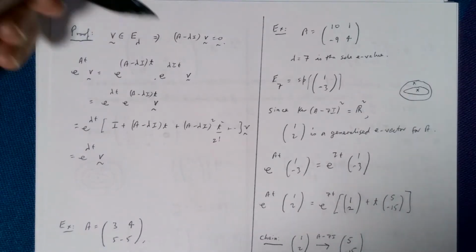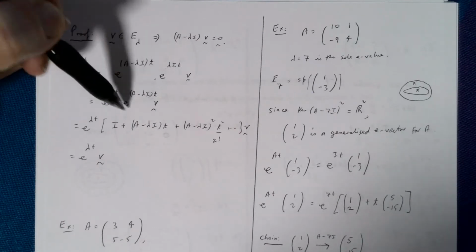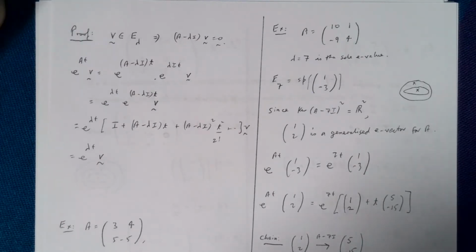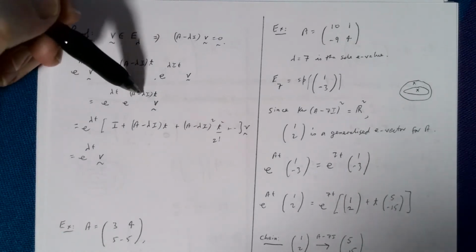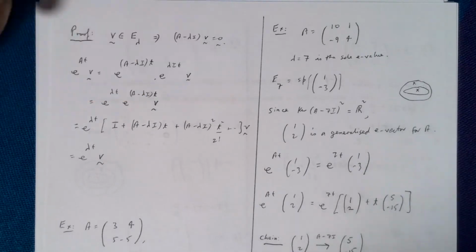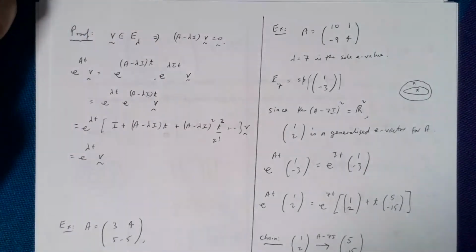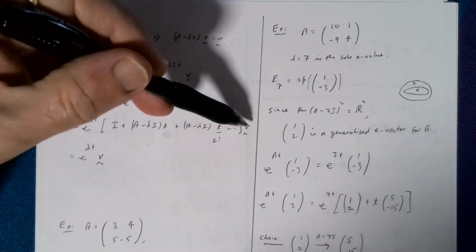So just note what I've done from here to here. I get e to the lambda t times this matrix times vector v, and I'm going to expand this out as its series, which is the definition of how we calculate these things. So I'm going to expand this out as I plus (A minus lambda I) t plus and so on in terms of its Taylor series, and I'm going to multiply this by the vector v.